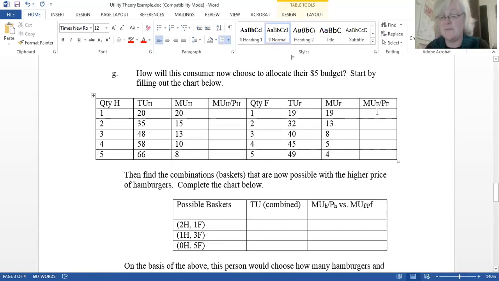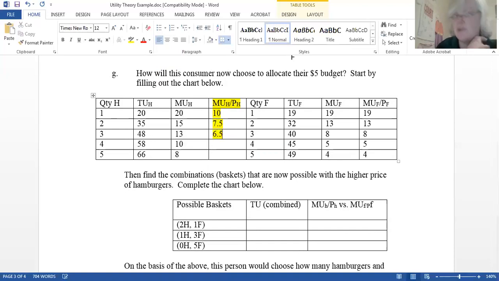So then these are the same because I'm just dividing by 1: 19, 13, 8, 5, 4. Okay, but over here, let me see if I can highlight this in yellow. Now I'm dividing by $2. So the 20 marginal utility divided by the price of $2 is now 10. And this 15 divided by $2 is going to be 7.5.